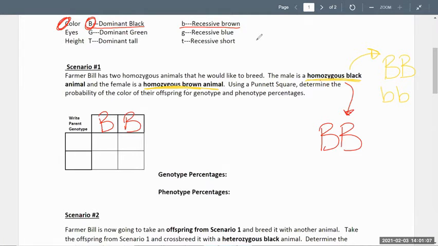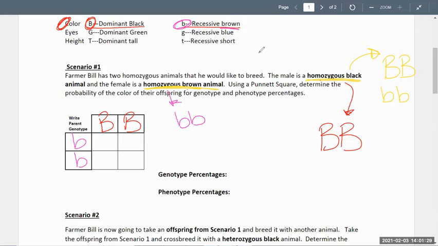Second one is our homozygous brown. So again, we go back up here. We see that brown is a recessive trait, and it's homozygous. So again, it's going to look the same. So these 2 letters are going to be lowercase. Homozygous, recessive. So then I'll put that on the other side of my Punnett square.